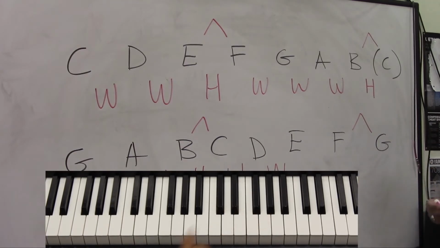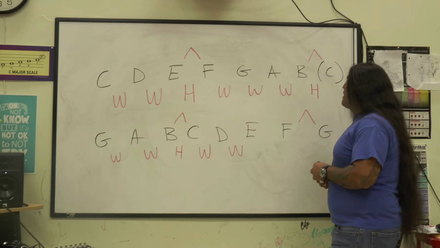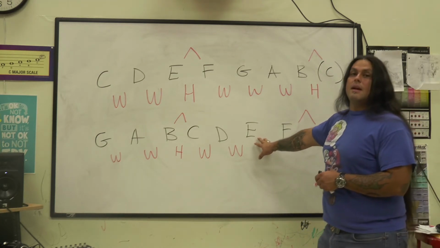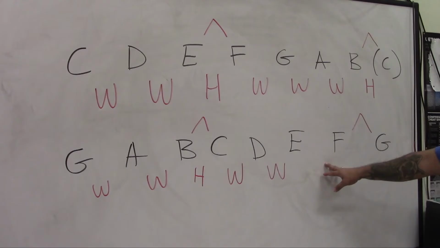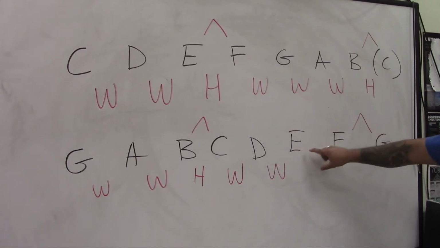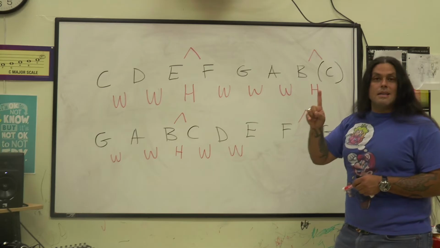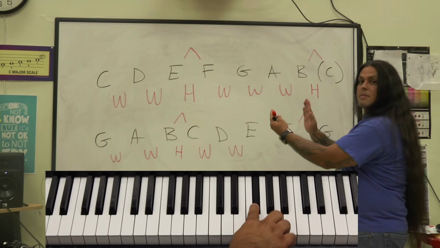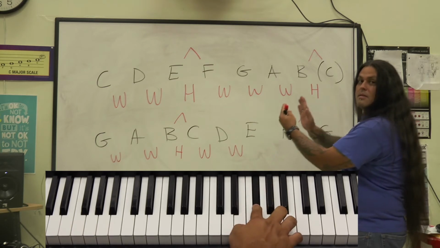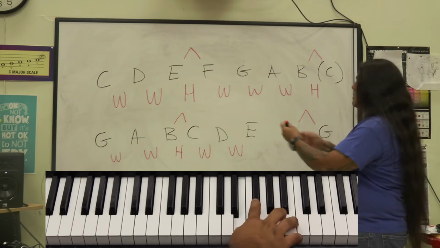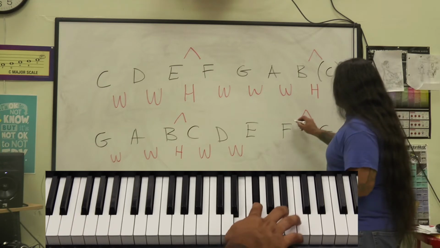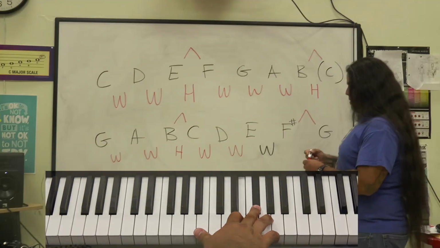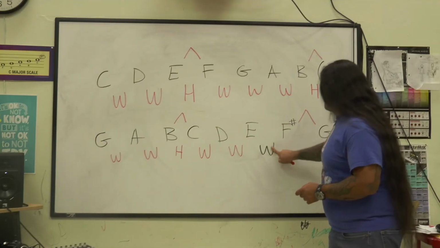No. Okay, so here's where we have to make a change. This is only a half step, E to F. I have to make this interval bigger. Now I cannot change the letter name, but I can add an accidental. I can sharp the F to make the distance between E and F bigger, to go from a half step to a whole step. So we sharp the F, whole step. Oops, I used black. That's okay.